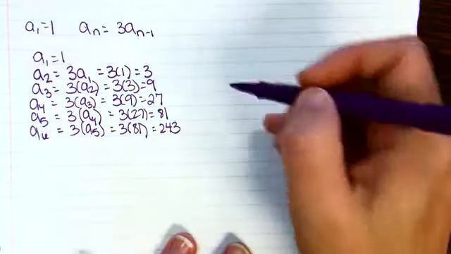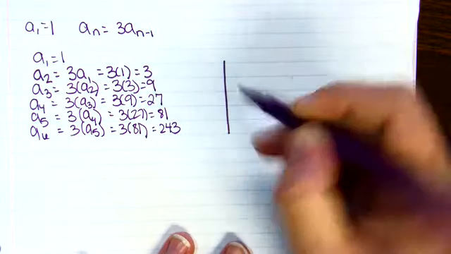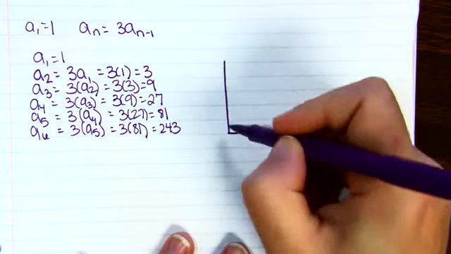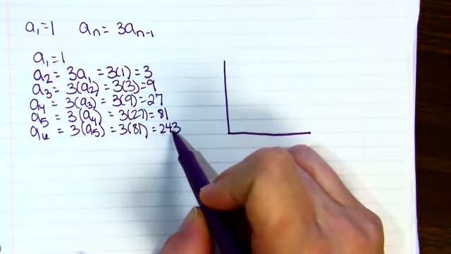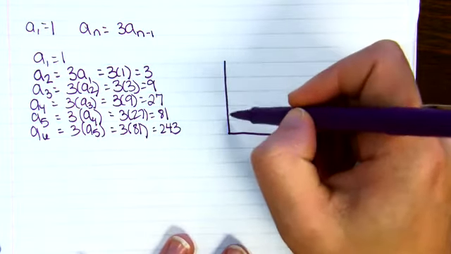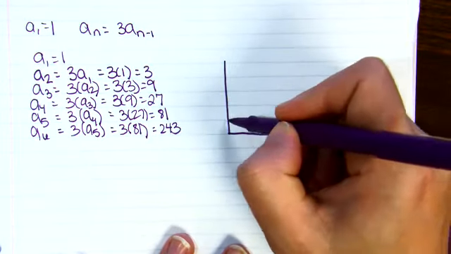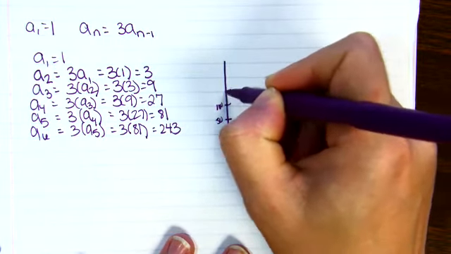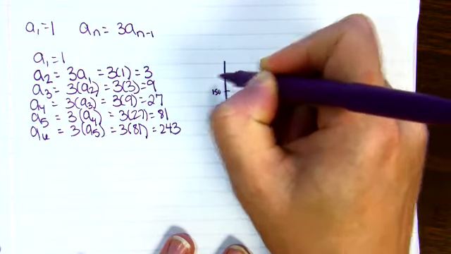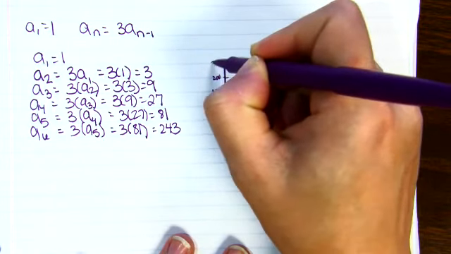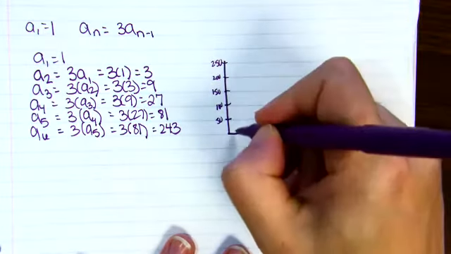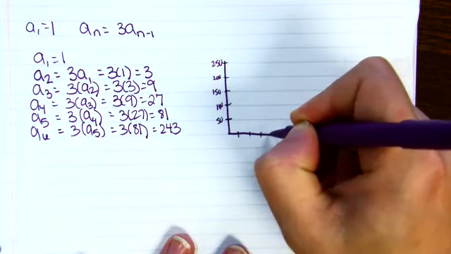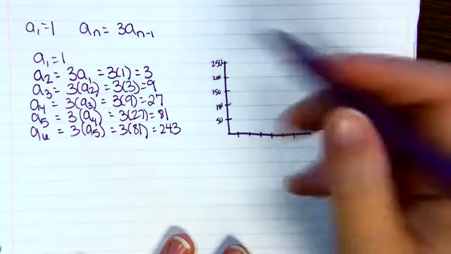So when I graph this, instead of counting by 2's over here, I need to somehow get up to 243. So this is going to be like, let's count by 50's. So 50, 100, 150, 200, 250. And this will be 1, 2, 3, 4, 5, 6.